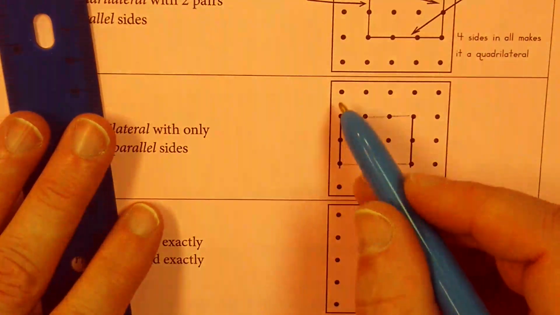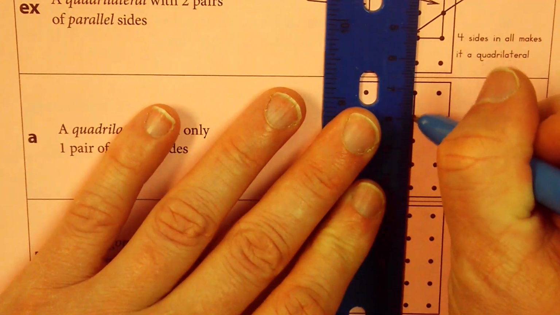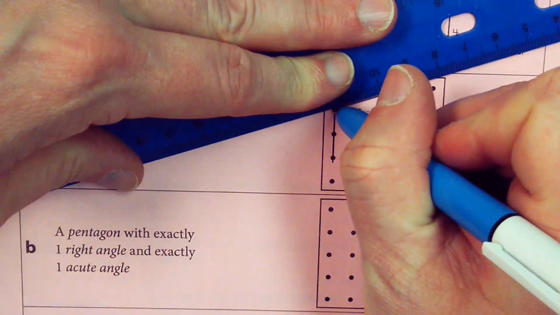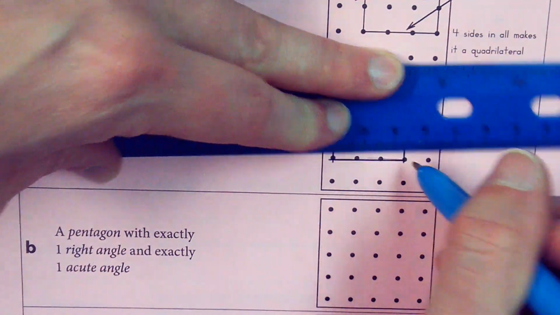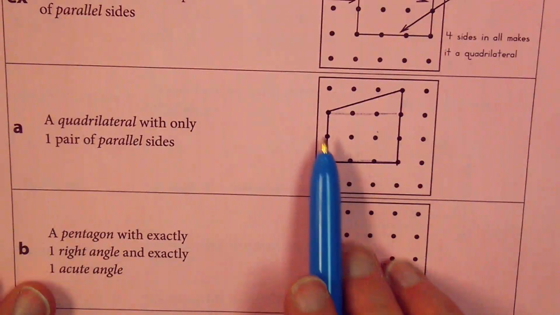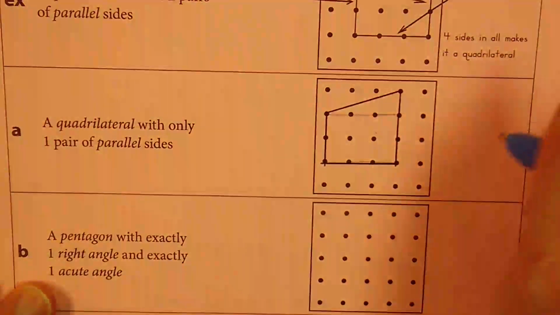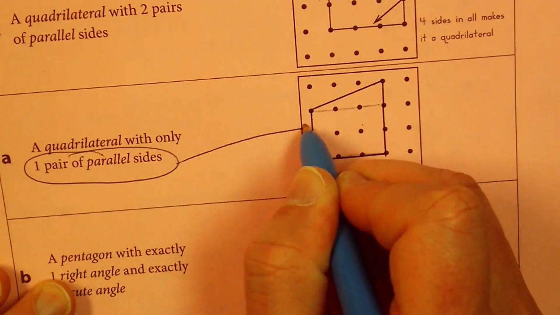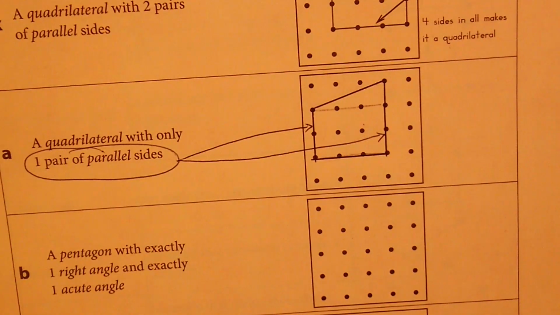So these sides, the parallel sides, can't be the same length. So I'm going to make maybe this one longer, and then I should be able to have a really nice quadrilateral with only one set of parallel sides. Okay, and there we go. And then to label it, you would say one pair of parallel sides would be this one and this one.